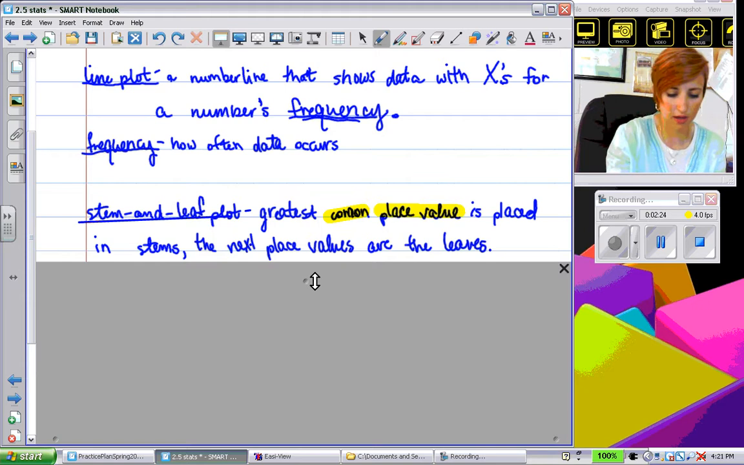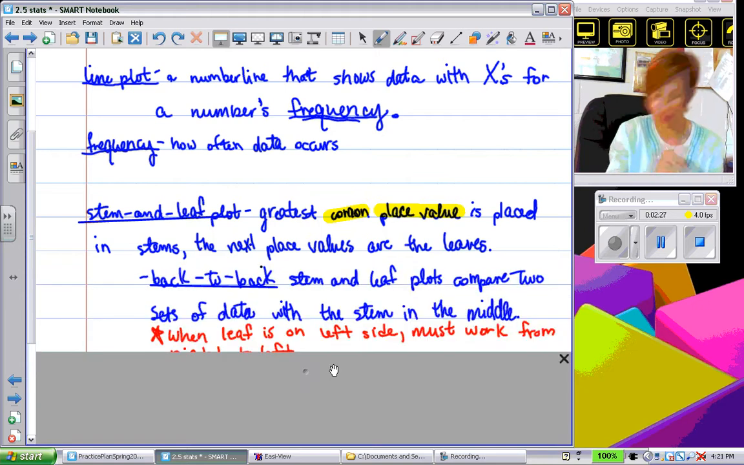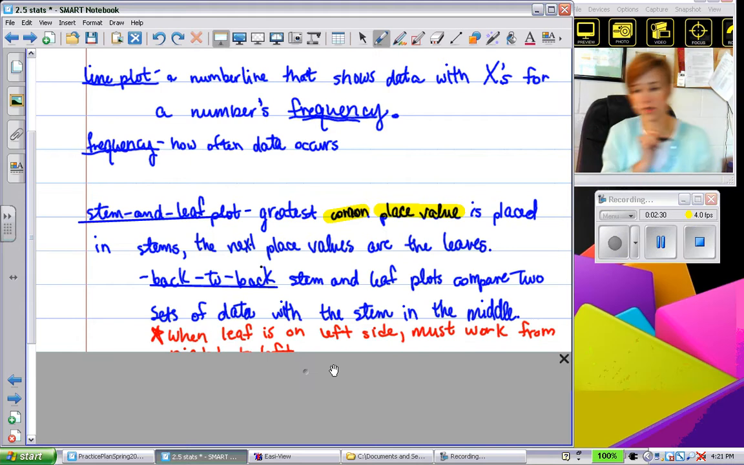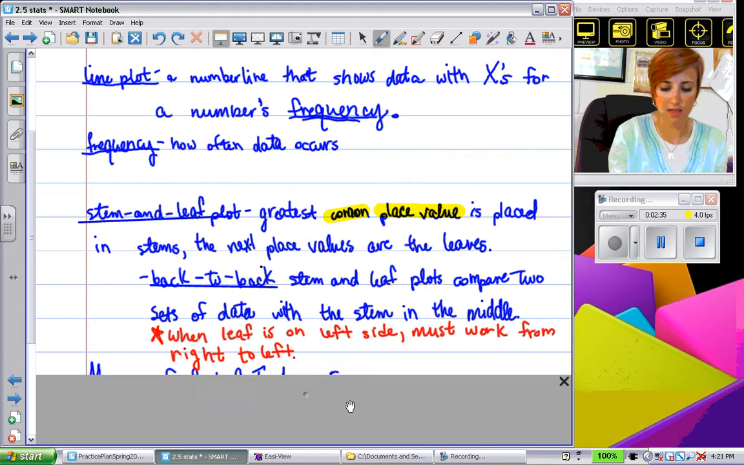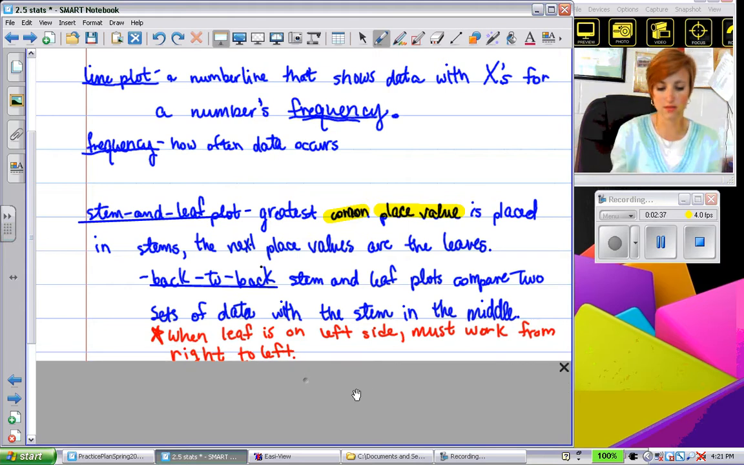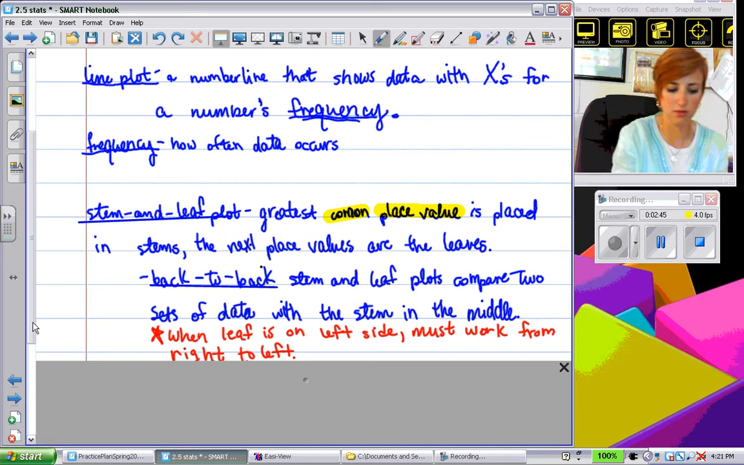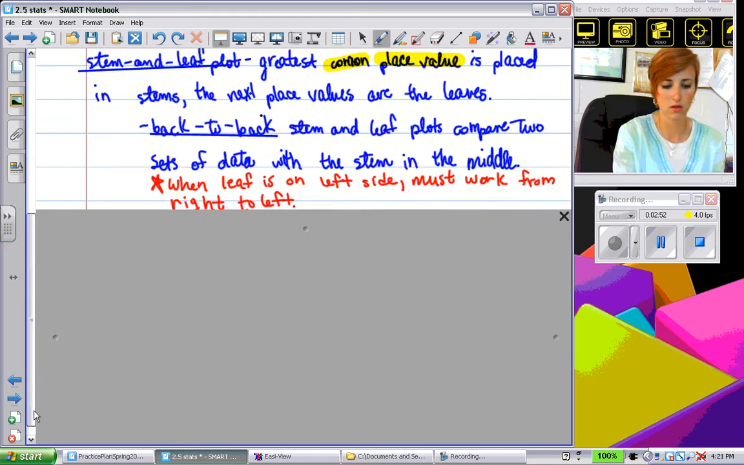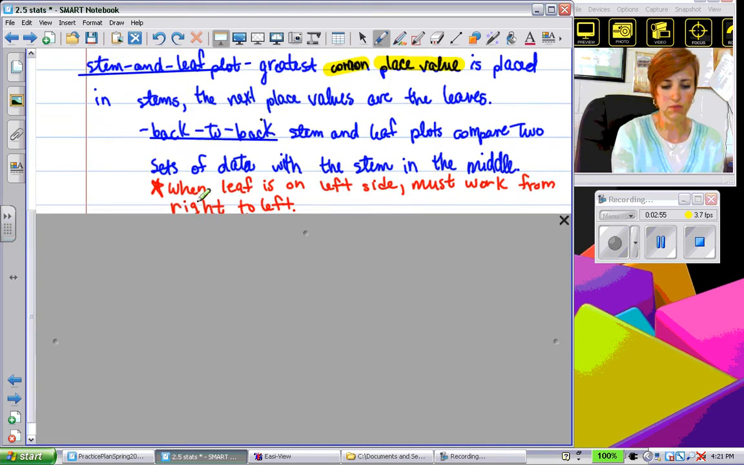Okay, and then in our stem and leaf plot, we're going to see a back-to-back. Sorry about that. A back-to-back stem and leaf plot is when a stem and leaf plot compares two sets of data with the stem in the middle. So when the stem is on the left, work from left to right. Or sorry, from right to left. So we're going to have to work backwards, right to left, whenever we have a back-to-back one. The big part in red is that we're going to have to work backwards from right to left when we have a back-to-back stem and leaf.